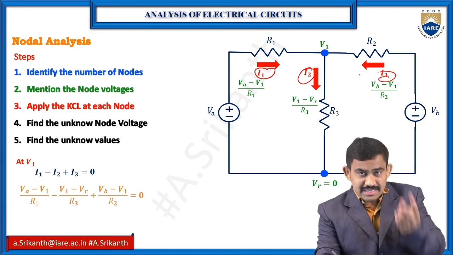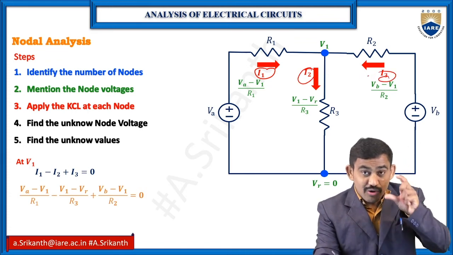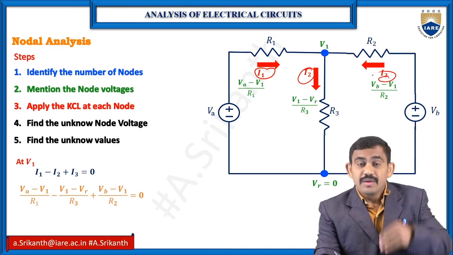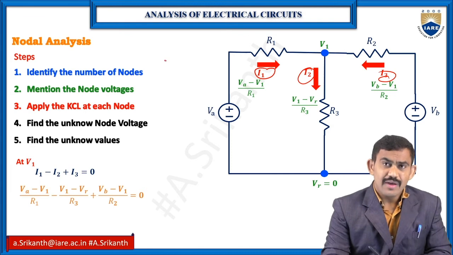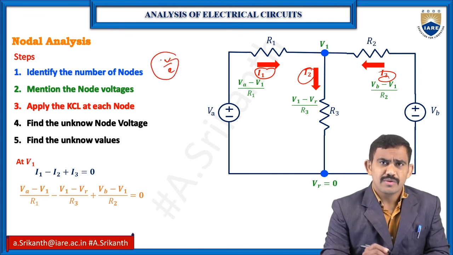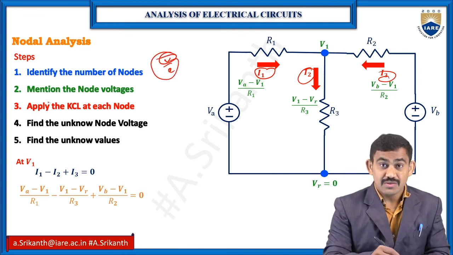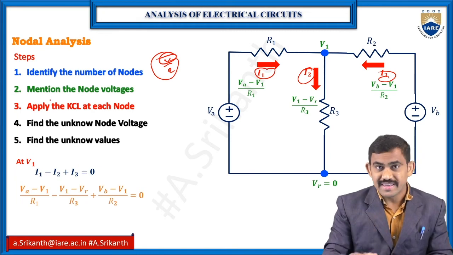Coming to mesh analysis, we have the voltage drop, so I need to find the voltage values. Coming to nodal analysis, I require current values. For current values, in general I equal to V by R. So what is the voltage drop? This voltage drop is very, very important for each branch.